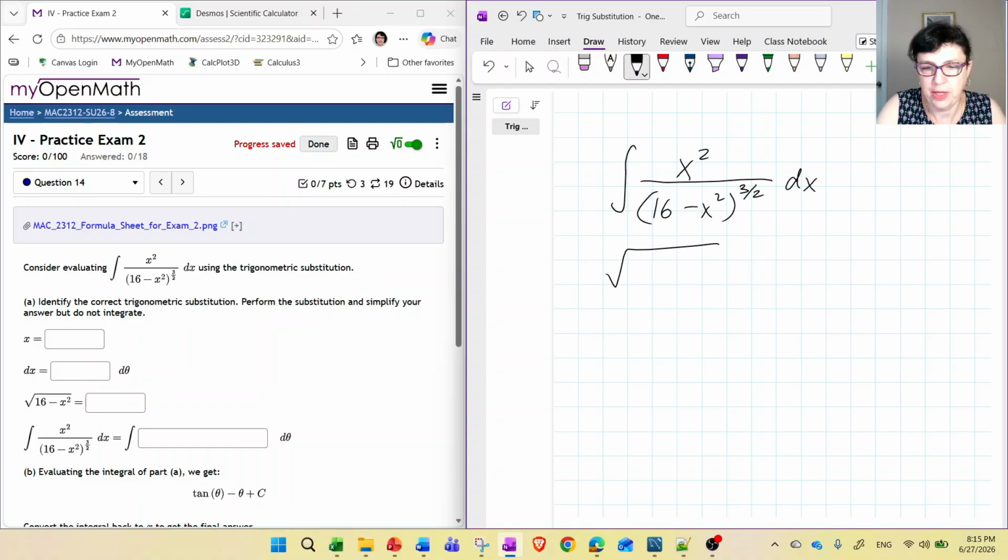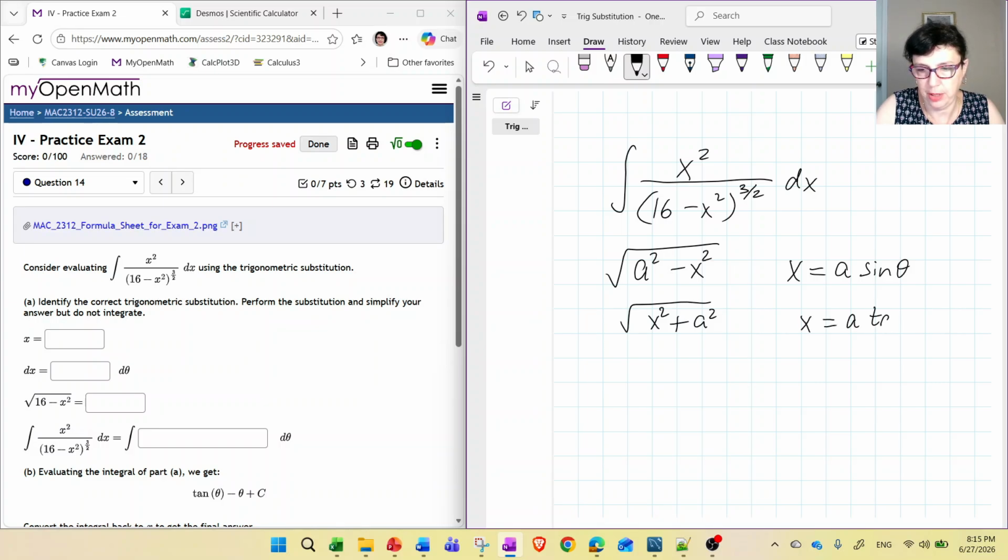Well, if you have something like a squared minus x squared under the square root, then x is a sine theta. If you have a plus in between, then that would be a tangent theta. And finally, if you have a minus, but it starts with an x, that's secant. Okay, so secant theta. Now, what do we have here?